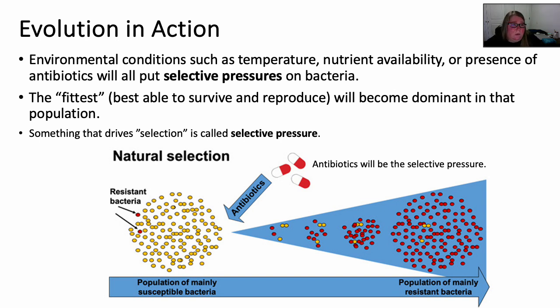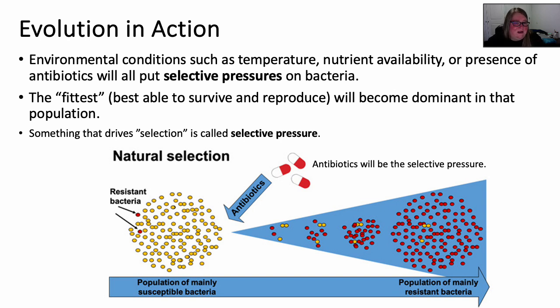Environmental conditions are what put selective pressure on these bacteria. This could be things like a change in temperature, a change in nutrient availability, or, in our case, the presence of antibiotics. Antibiotics are a very great selective pressure in a bacteria community. These selective pressures are always going to select for the ones that are best able to survive and reproduce in this new environment.